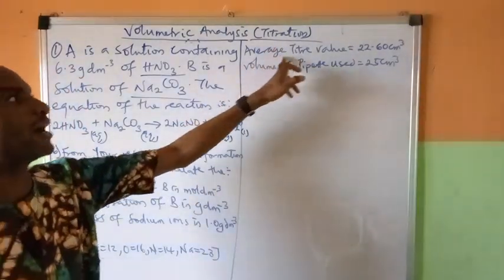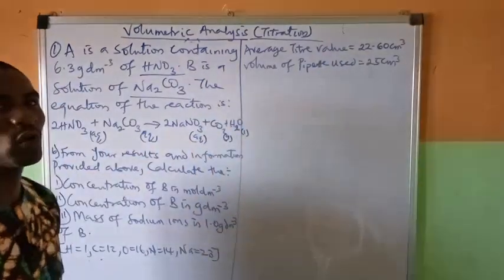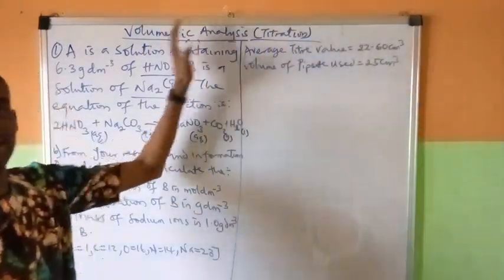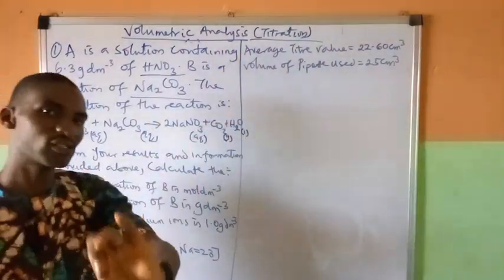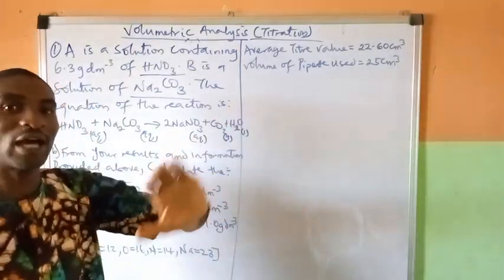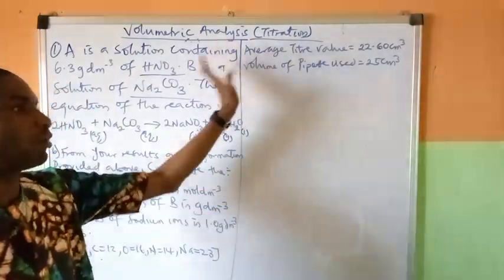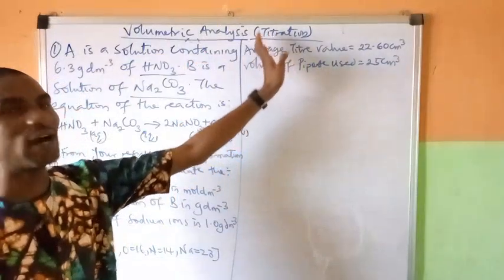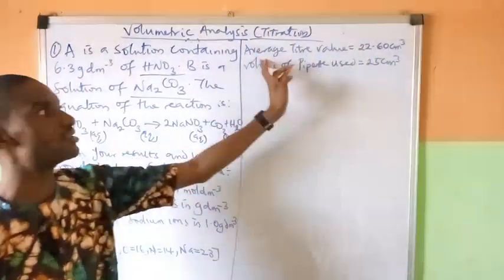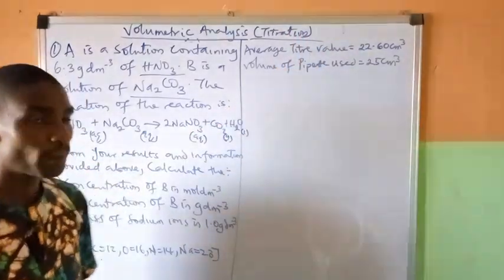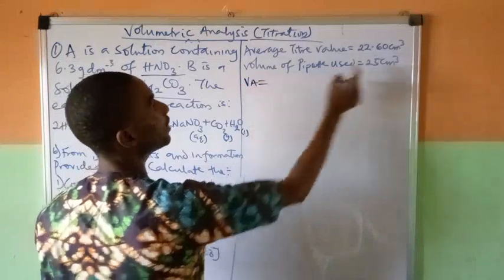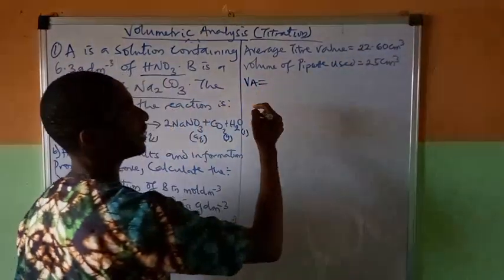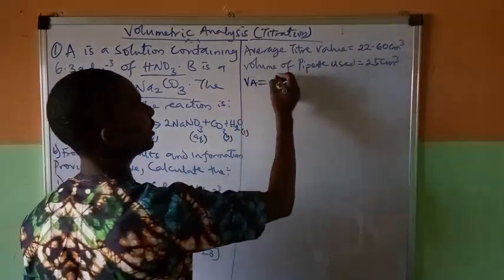But once you get your average titer value, what is the next thing you want to do? So you would have drawn the table. If you have not seen the video, there's another video on how to draw your table. But once you have drawn the table and you get the average volume of acid used, which is the average titer value, that is the volume of acid used. So our first parameter, our VA, is going to be this average titer value, which is the volume of acid used, is going to be 20.